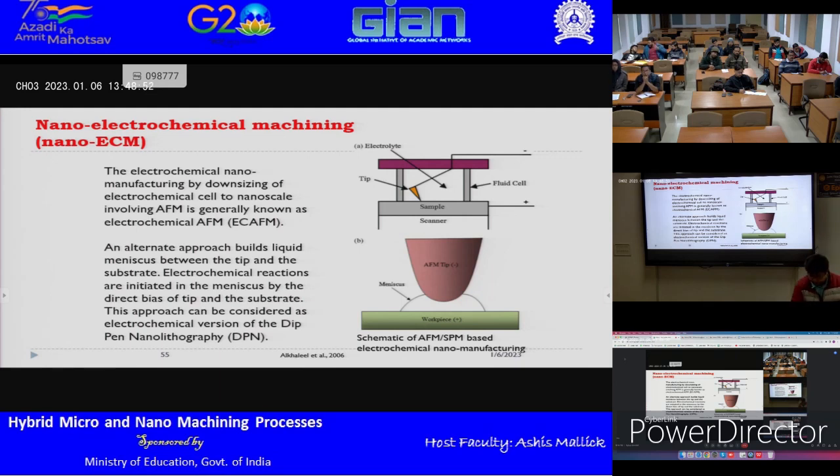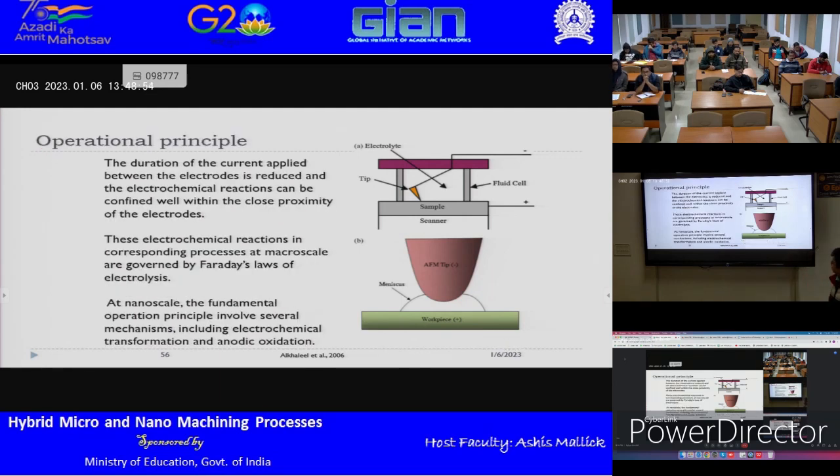So here, when the duration of the current applied to the electrode is reduced, the electrochemical reactions can be confined within close proximity of the electrode. If you use too long a duration, then it can spread. So you apply the current for a shorter time, so that the ECM process happens in close proximity.